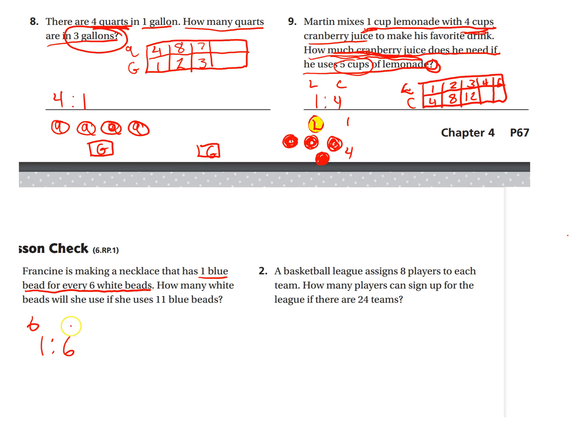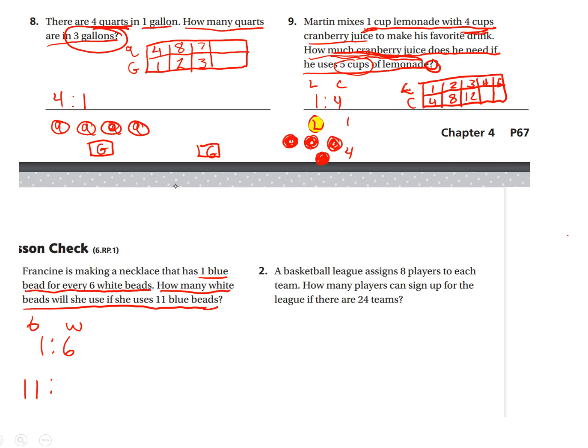And we have blue beads to white beads. I'm just labeling it. How many white beads will she use if she uses 11 blue beads? So if she uses 11 blue beads, how many white beads will she need? Okay, so again, this is a ratio. We can make a table to help us. We have blue to white. 1 blue gives us 6 white.